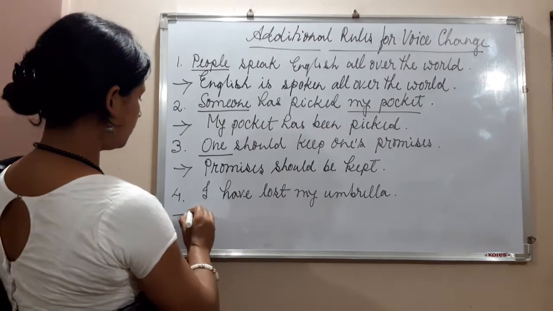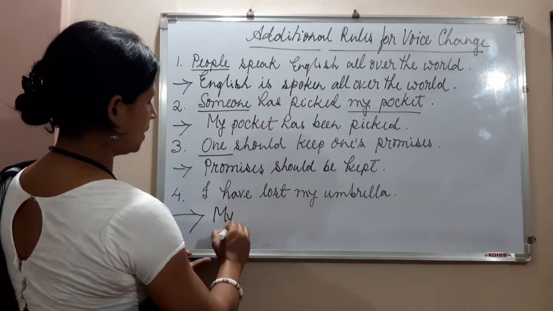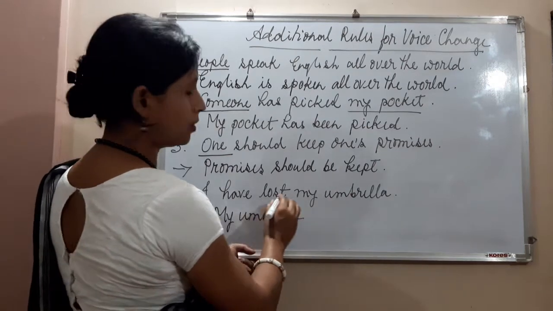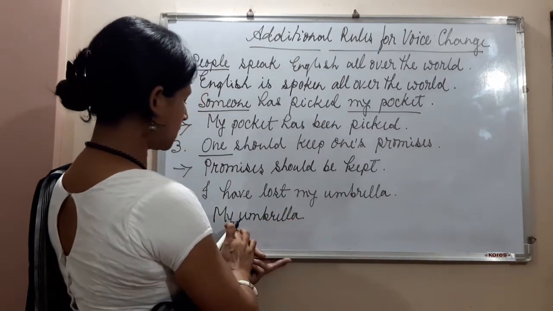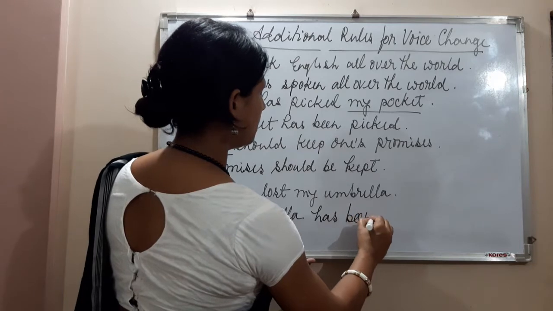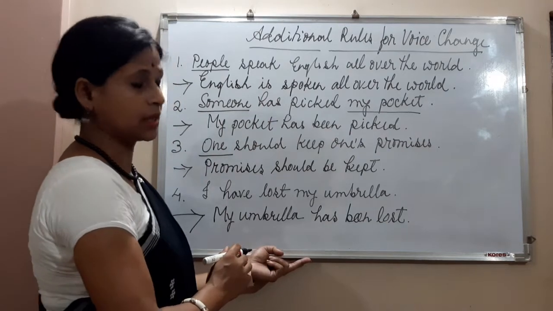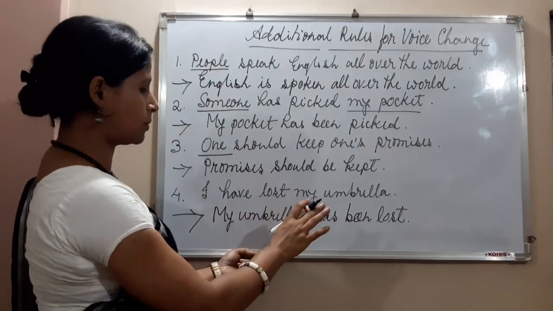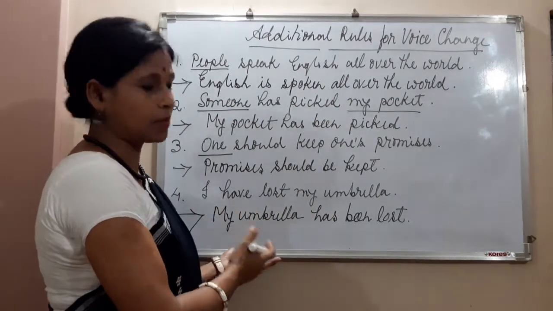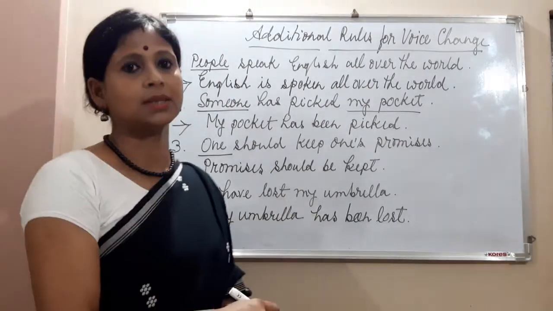And let me show you the fourth sentence. I have lost my umbrella. Here our answer will be my umbrella has been lost. Have lost is present perfect, but since it is my umbrella we will write has. I have already shown you how the verb is used in different tense forms. So here also, I have lost my umbrella. My umbrella has been lost is enough because obviously my umbrella will be lost by me, so we won't write by me here. So this is an important point.